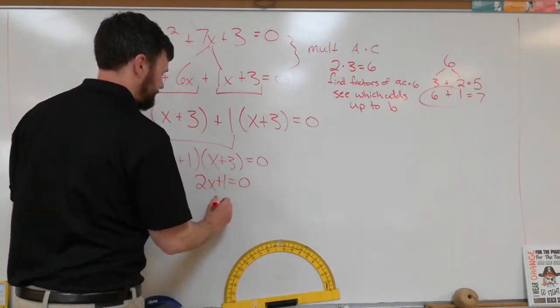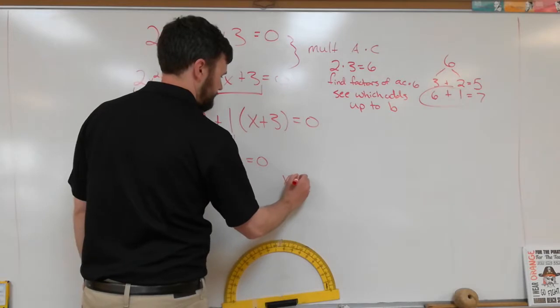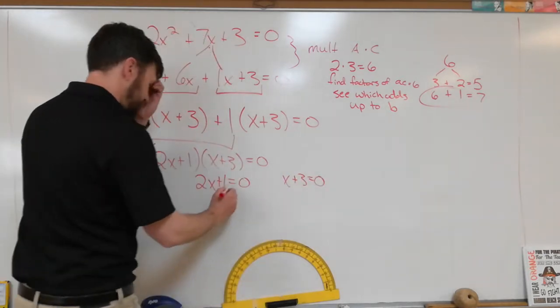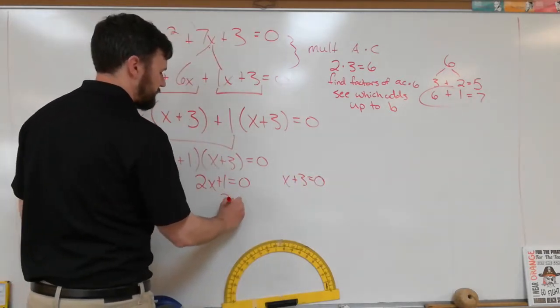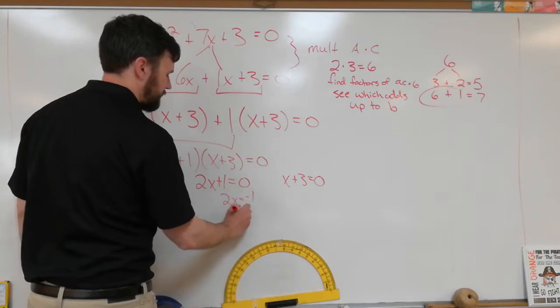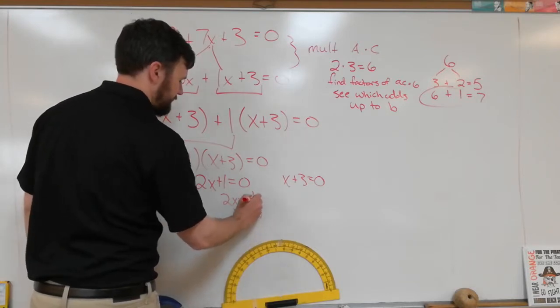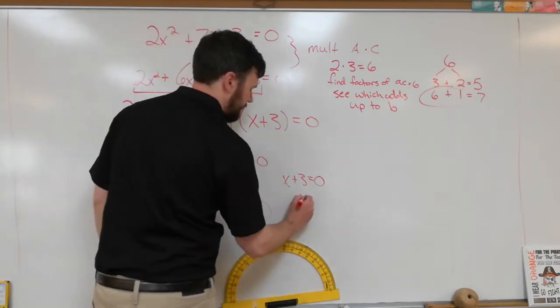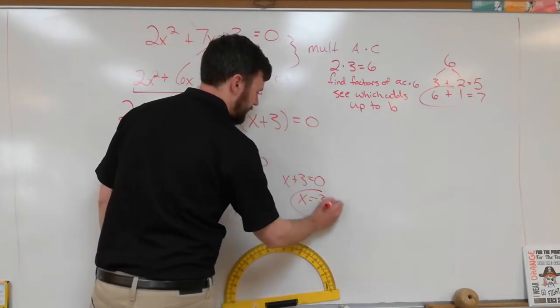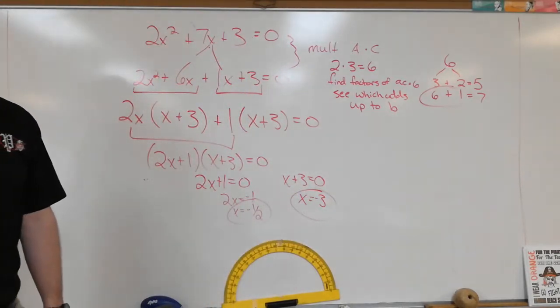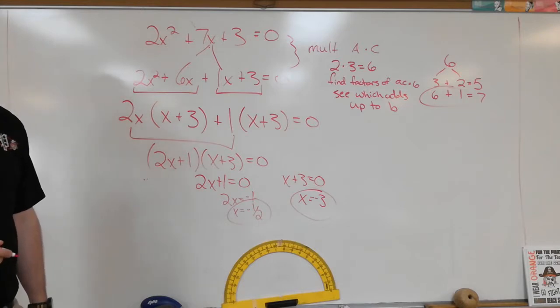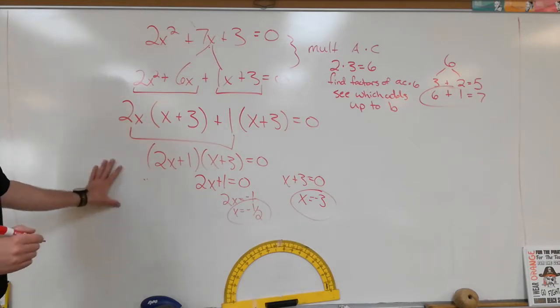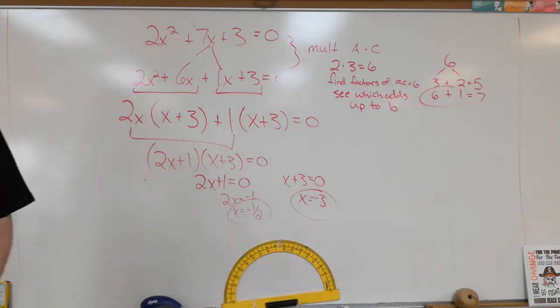So now I set each piece equal to 0. So I get 2x equals negative 1, x equals negative 1/2, and x equals negative 3, because I subtract 3 over. Ta-da! Any questions? This one's a little bit more tricky.